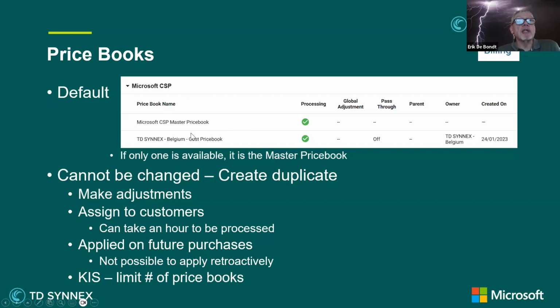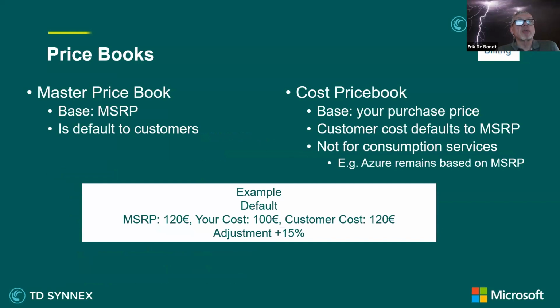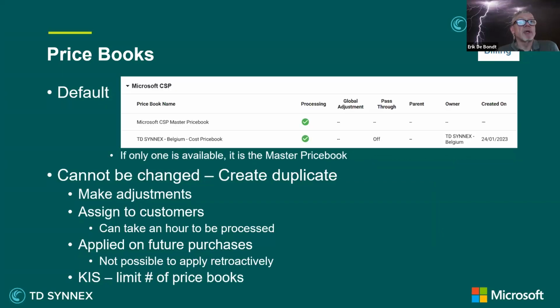So by default, you get two price books. The top is the MSRP based, so everything you do is based on the MSRP. The second one is the cost plus price book, as we call it, meaning you're going to make changes based on what you pay to SYNNEX to define a price for your customer. So the defaults cannot be changed. You create a duplicate, you make your adjustments, you assign it to the customer, and it will be applied on future purchases. You cannot make it retroactively active. Keep it simple, limit the number of price books.